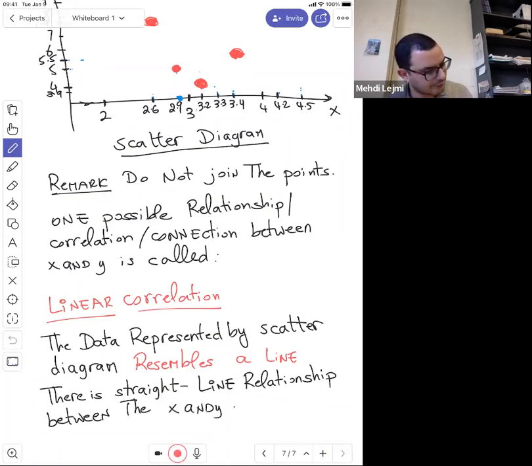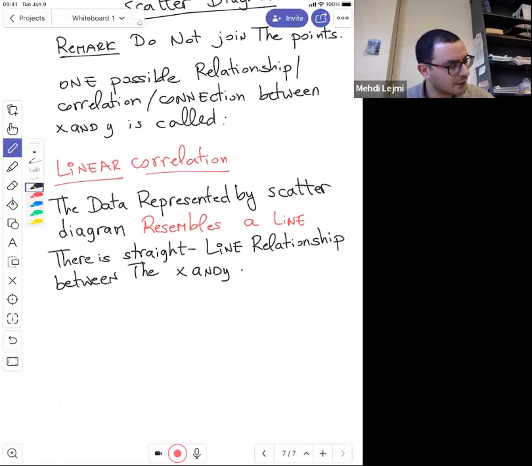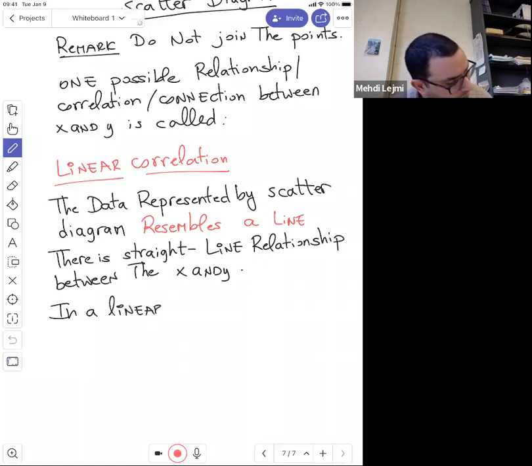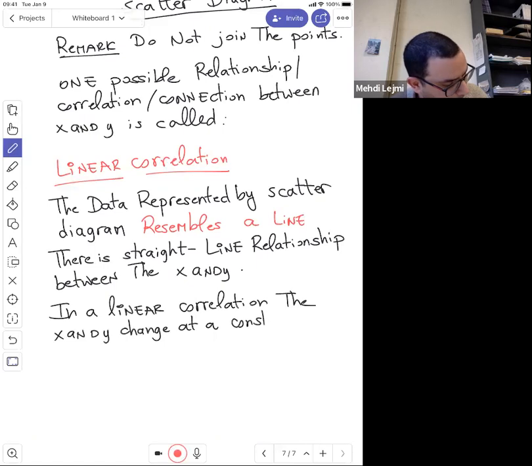And so the idea here is that when you have a linear correlation, when we have a linear relationship, the two variables X and Y change at a constant rate.